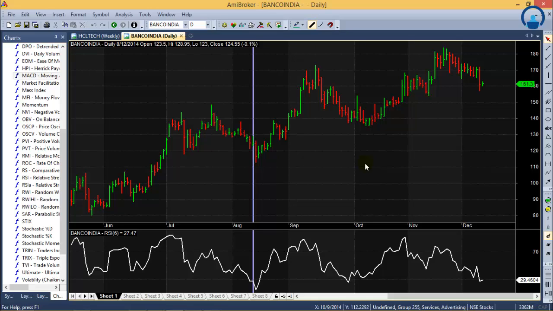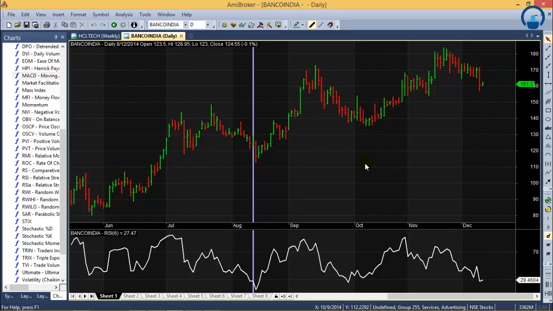This is a chart of Bank of India, with the price bar chart plotted in the upper panel. The lower panel is a 6-period RSI. The white line is the 6-period RSI with its 70 boundary and 30 boundary marked. And you can see RSI does a very fine job of finding tops and bottoms, but there is no signal line.